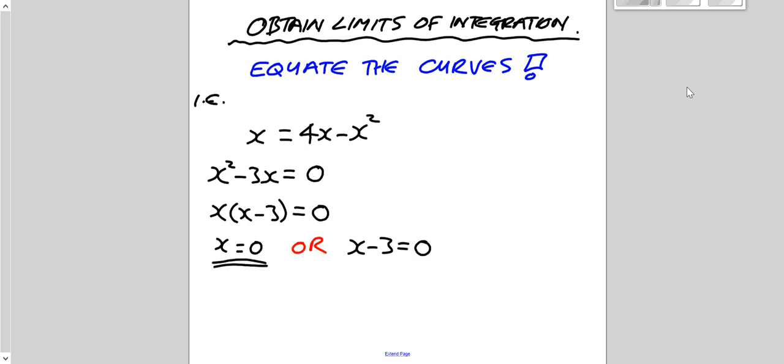So there you've done. The one on the left, x equals 0, that's solved. And x take away 3 equals 0. I just need to solve that for x. So we're going to isolate that 3, just move it to the other side, or technically add 3 to both sides. So there you go, we've got two solutions, or our limits of integration: x equals 0 and x equals 3.